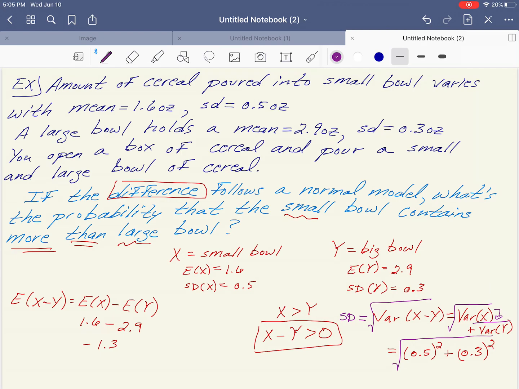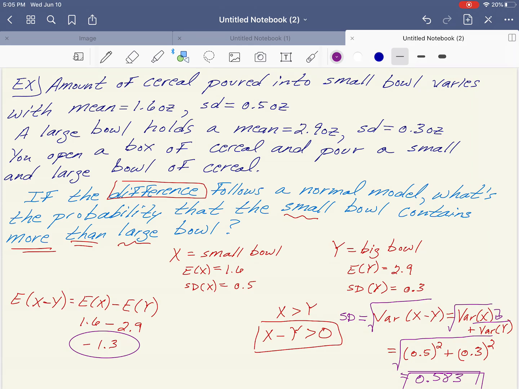So we have second square root 0.5 squared plus 0.3 squared, close the square root. So we have the standard deviation for this combination is 0.583. Okay, so we have standard deviation, we have expected value, standard deviation.